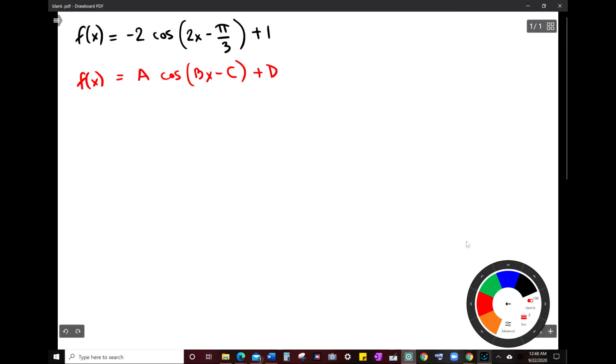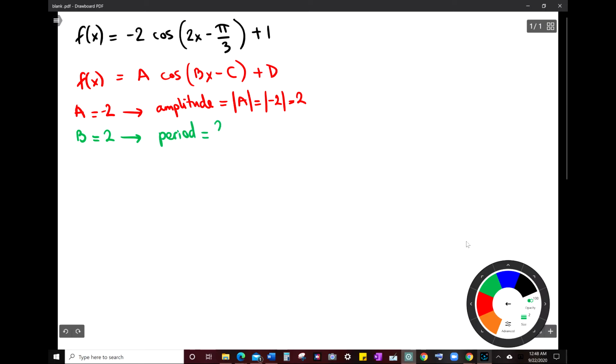So first of all we start with a. We can see clearly a is -2, so the amplitude is the absolute value of a. That means we have the absolute value of -2, and this gives you 2. Okay, and then for the value of b, we have b equals 2, and that means we can find the period using the formula 2 pi divided by b, and we have 2 pi divided by 2, and that is pi.